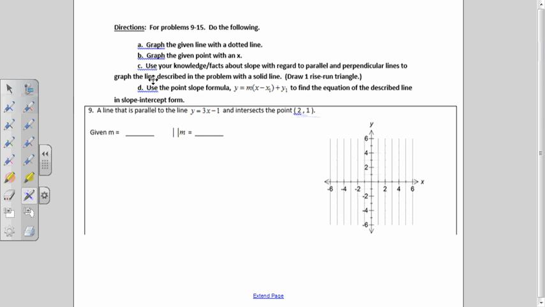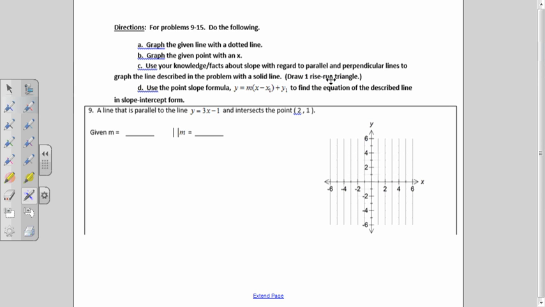Then in C it says use your knowledge and facts about slope with regard to parallel and perpendicular lines to graph the line described in the problem with a solid line. Draw one rise-run triangle. So you have to know how to draw a rise-run triangle.